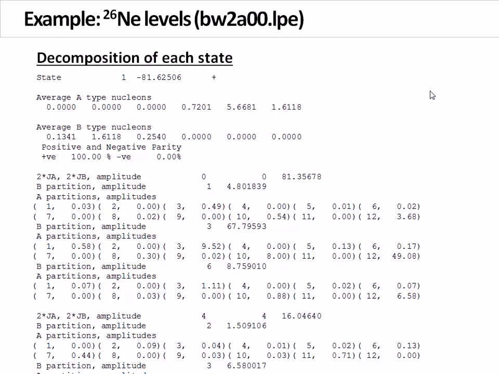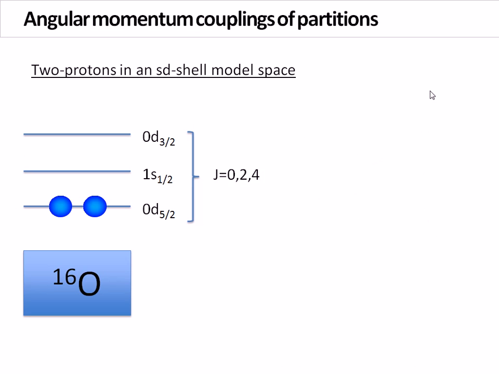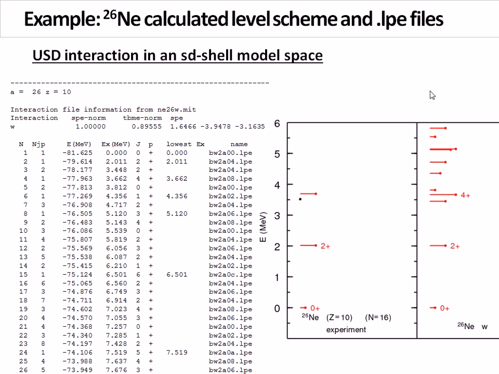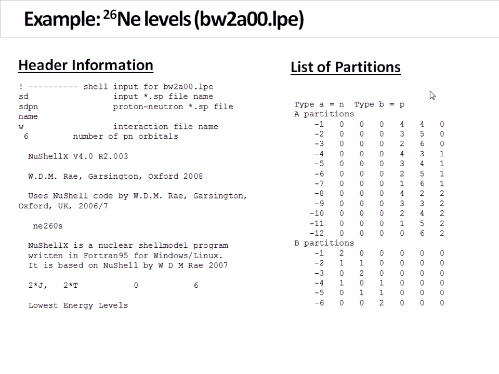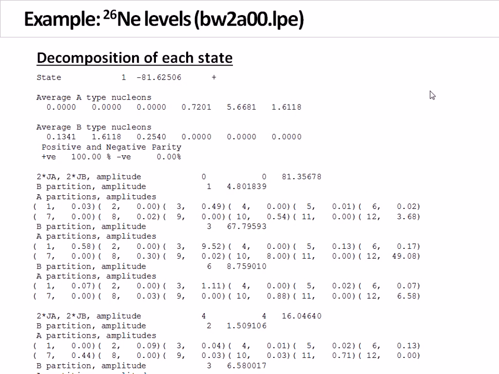Okay, so what these LPE files list after this is the decomposition of each state in terms of these partitions. So this is just the decomposition for the first state. So this says state number 1, and this is its binding energy. And if we flip back to the LPE files, we'll see that this first 0 plus state has a binding energy of 81.625 MeV, and here we have that same 81.625. So this state number 1 is the first 0 plus state in Neon 26.